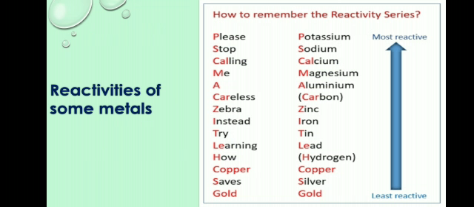Here you are seeing the reactivities of some metals. The first here is potassium, which is the most reactive, and the last one is gold, which is the least reactive. As we have discussed, silver, gold and platinum do not react even with oxygen, acids, bases, and even with salt. So gold and silver are the least reactive, and sodium and potassium, which even catch fire when kept open in air, are the most reactive metals in the reactivity series.